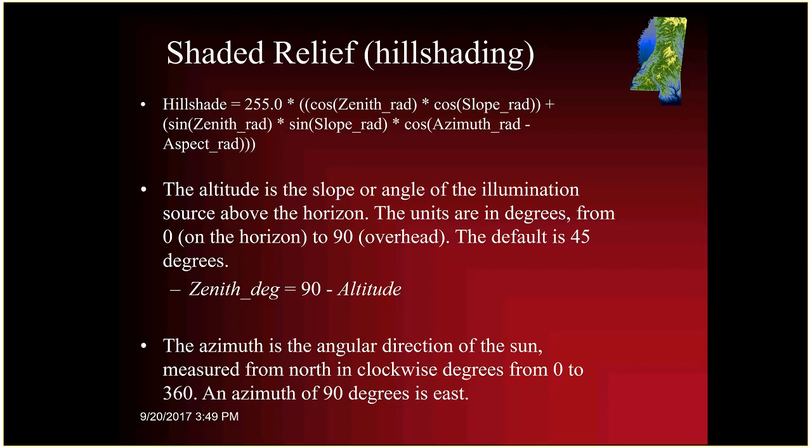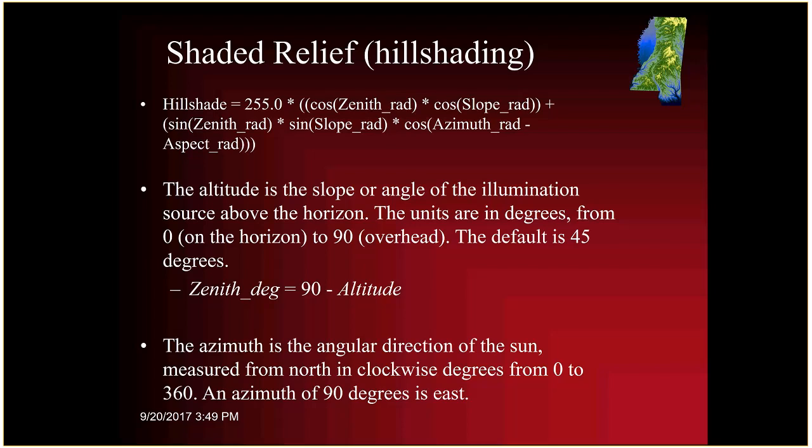The formula also uses the angular direction of the sun, measured from the north. That's the azimuth, the other one. The azimuth is a little bit tricky because you have to do some math to change mathematical direction into compass direction.